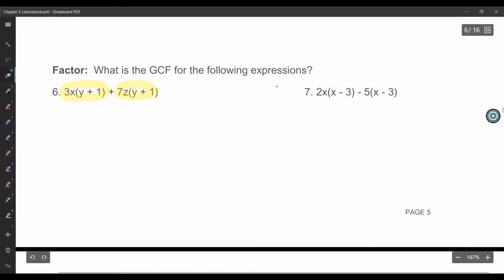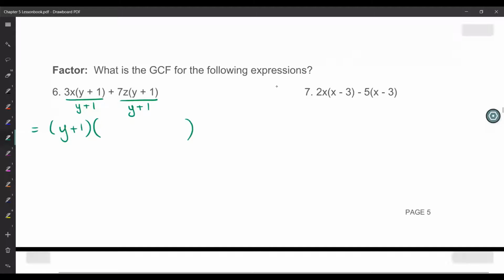So this follows the same sort of process. I can take out the common factor, and the common factor is Y plus 1. So I'm going to take that out, and I'm going to open up a set of brackets and actually divide out that common factor from each term.